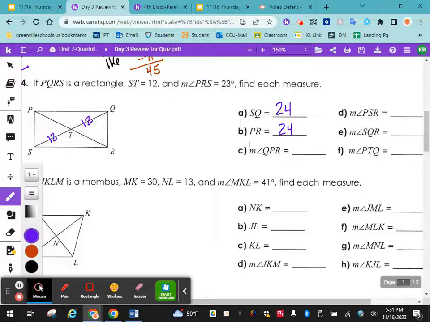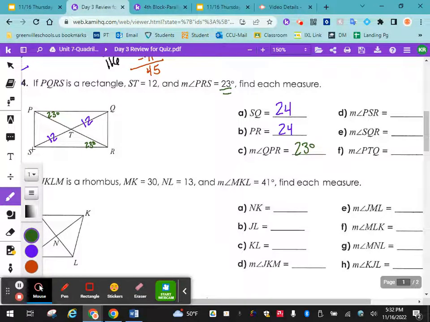Q, PR from Q to P to R. I don't know. So I need a little bit more angle information. PRS is 23. Alternate interior angles, so this is also 23. And now I can find QPR is 23 because those are alternate interior angles.